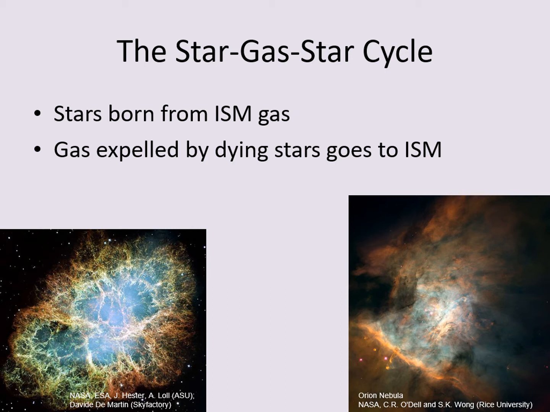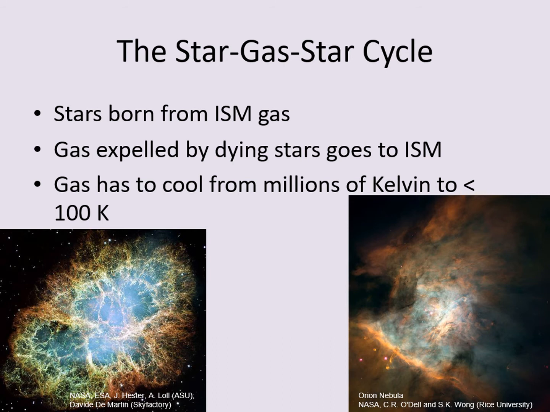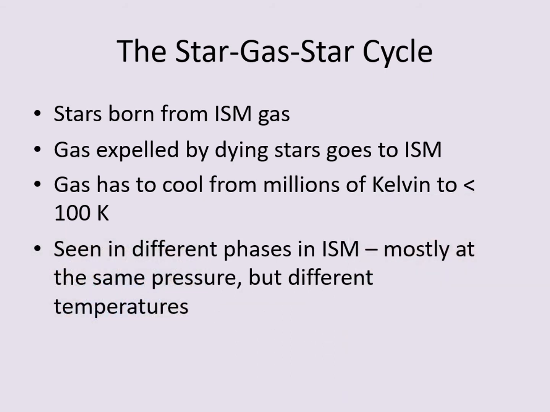This cycle of gas being expelled by stars and then returning to later generations of stars is known as the star-gas-star cycle. When gas is ejected from a dying star, it's extremely hot, at least thousands of Kelvin, and in the case of a supernova, it can be millions of Kelvin. However, before it can be incorporated into the next generation of stars, it has to cool off to less than 100 Kelvin. To do this, it goes through up to 6 different phases.